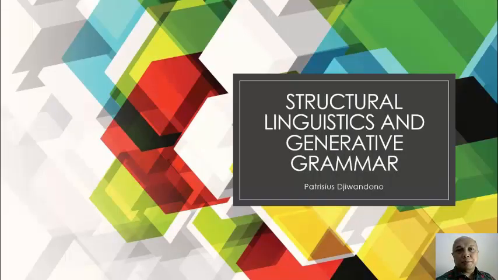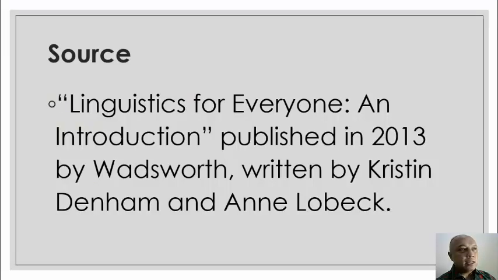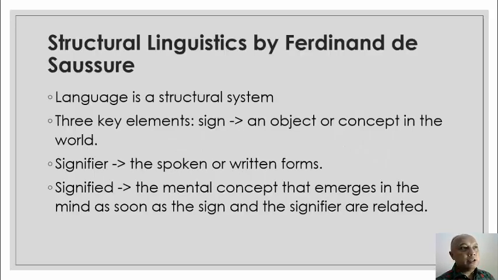Okay, people, so this is the topic for today, structural linguistics and generative grammar. This material is taken from the book Linguistics for Everyone, an introduction published in 2013 by Wordsworth and written by those two writers. Now let me start with structural linguistics, which was proposed by Ferdinand de Saussure, a French linguist. In principle, he states that language is a structural system. That's the first principle in structural linguistics.